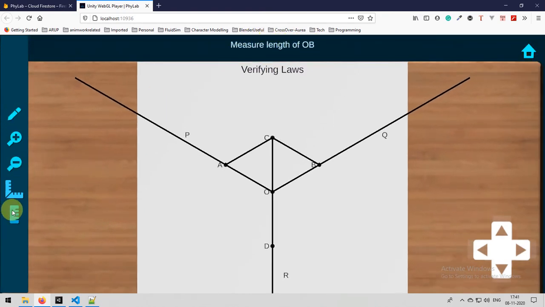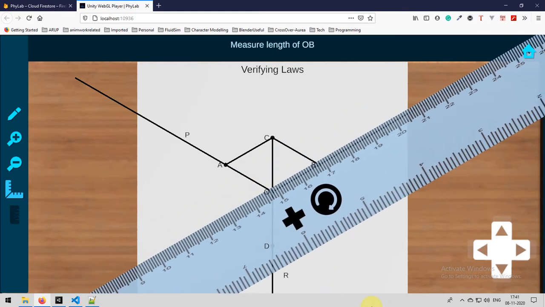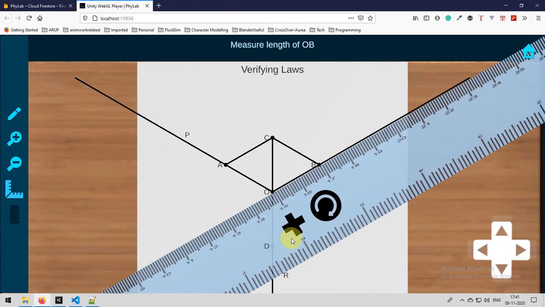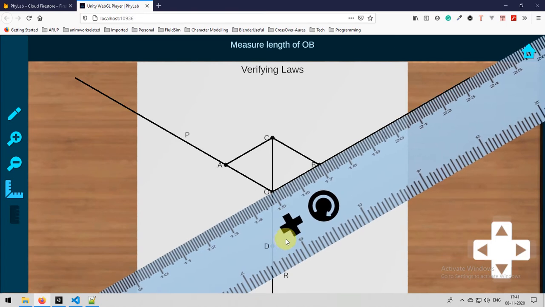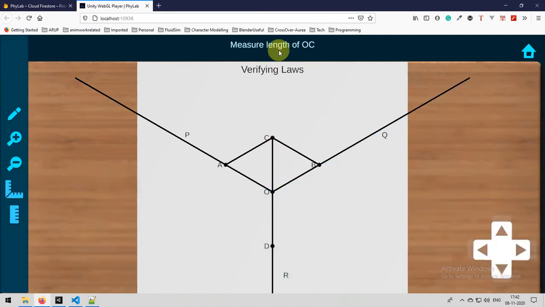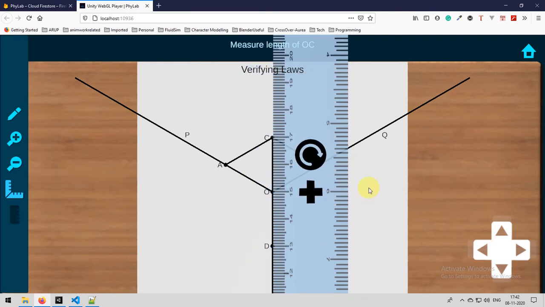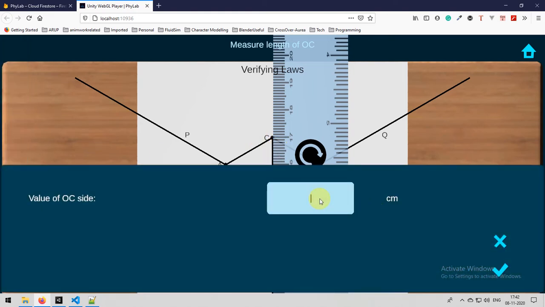So it is to measure the length OB. I will repeat the same process. I will enable the scale and then adjust the scale. If required, I will zoom in and adjust the camera position, and then I will click on the observation button. Then I will enter the value which I observe. And the next one is to measure the length OC. The same procedure: enable the scale, adjust the scale and enter the observed value.